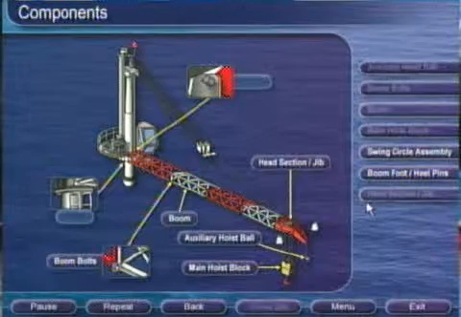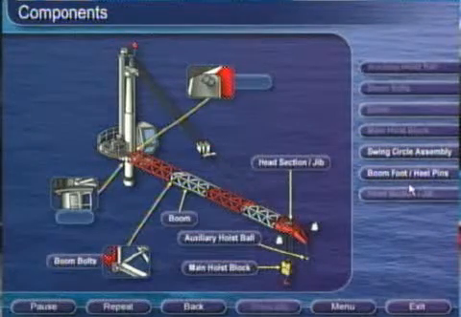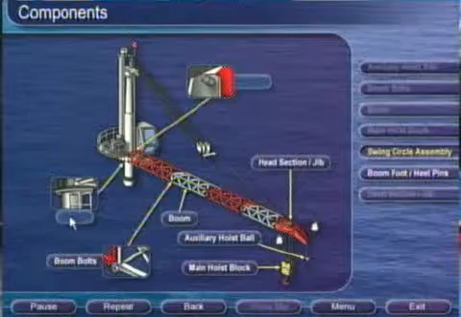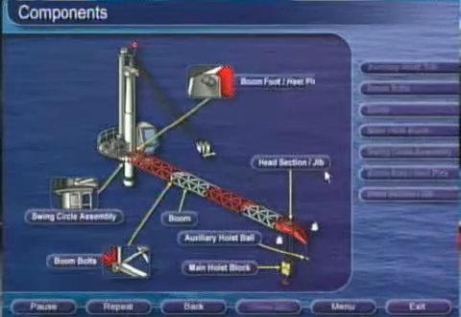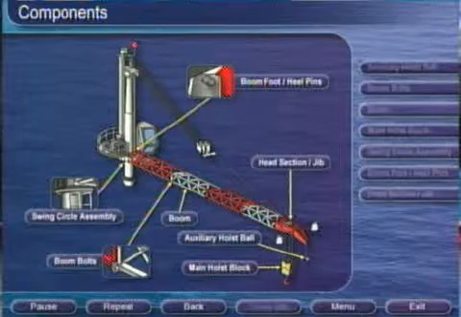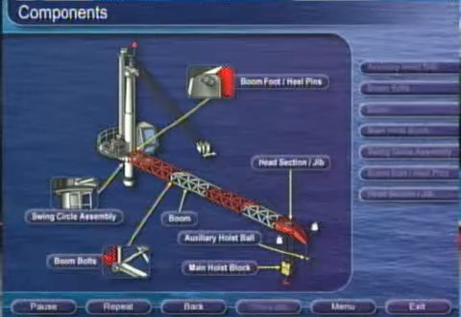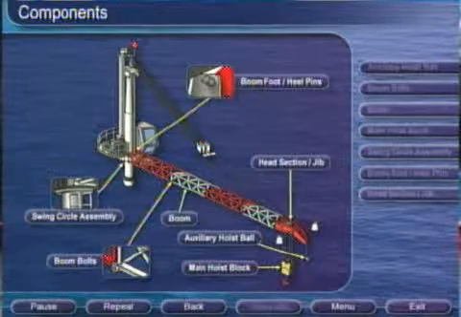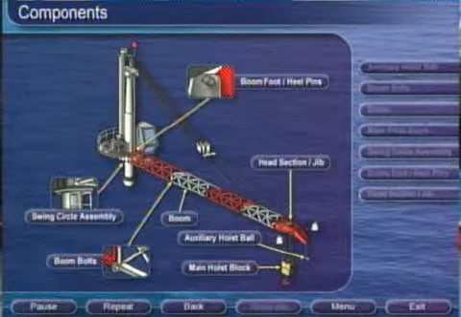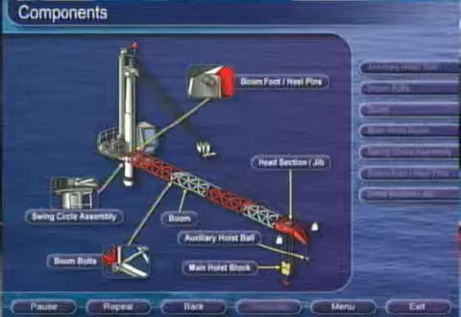Good. That's the head or jib. That's correct. The swing circle assembly. That's right. The boom foot pins allow for the up and down movement of the boom. These pins must be checked regularly for proper lubrication. Good work. You have identified the crane components correctly.